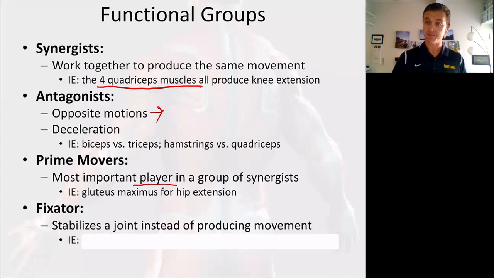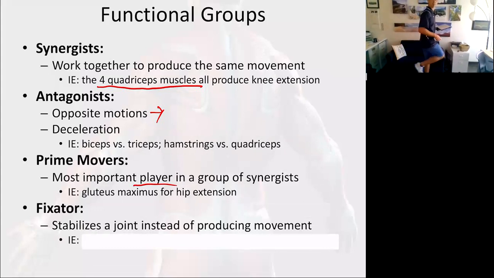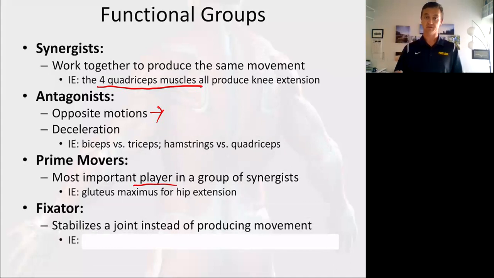Okay, so when we think about hip extension, which is moving your hip back like that, right? That's hip extension when we go back. Okay, the strongest one out of that group of synergists that does that is the gluteus maximus. Okay, but also our hamstrings do that, other muscles do that, but the most important one is gluteus maximus.